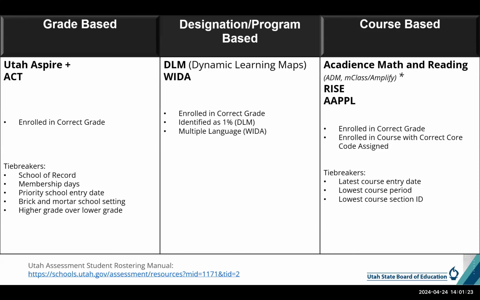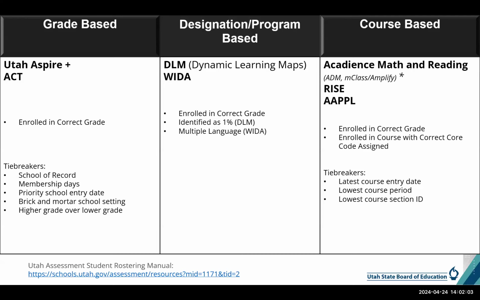So we have basically 3 types of assessments that we roster. There are grade-based assessments, and that's going to be Utah Aspire Plus and ACT. If you are a regular ed student and you are enrolled in the appropriate grade, you're going to roster for Utah Aspire Plus and ACT. If you're dually enrolled in 3, we have kids that are enrolled in 4 different schools, we apply tiebreakers to see which school gets the student rostered. We look at school of record, membership days, their entry date. If it's a brick and mortar school, there's a whole list we go down.